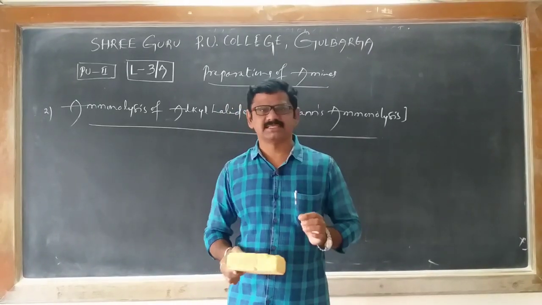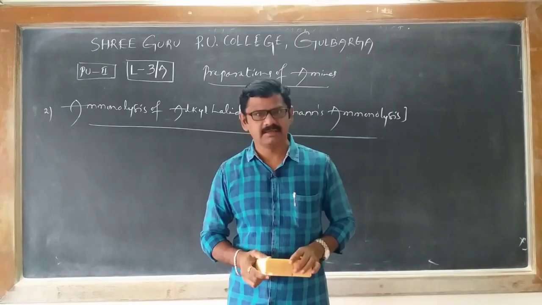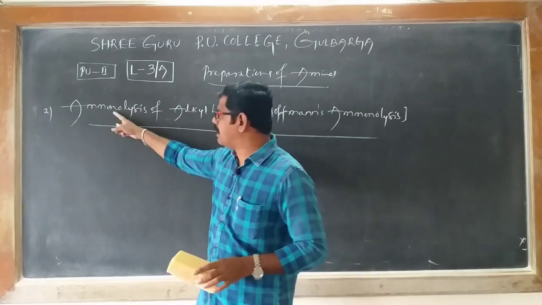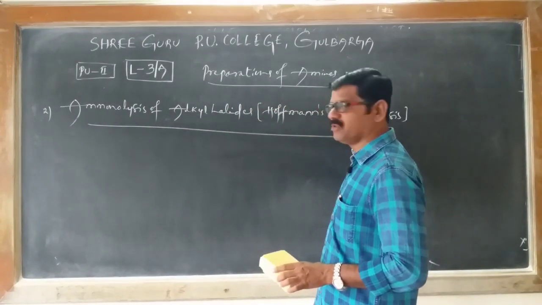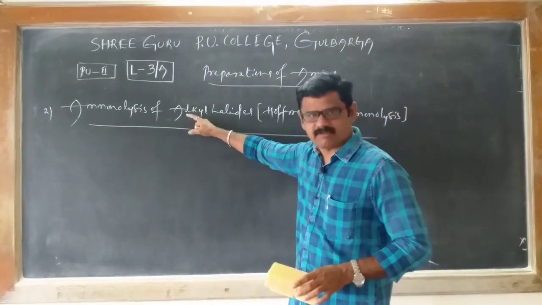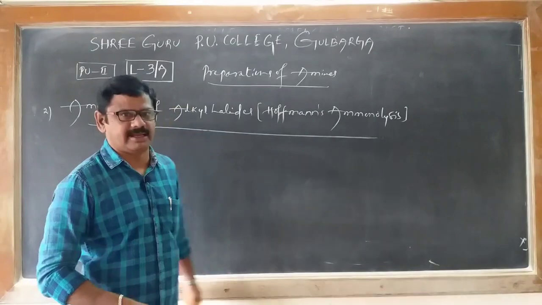The first preparation is reduction of nitro compounds. Reduction of nitro compounds has already been explained. The second preparation is ammonolysis of alkyl halides. It is also called Hoffmann's ammonolysis process. Now we'll start from this preparation method: ammonolysis of alkyl halides.